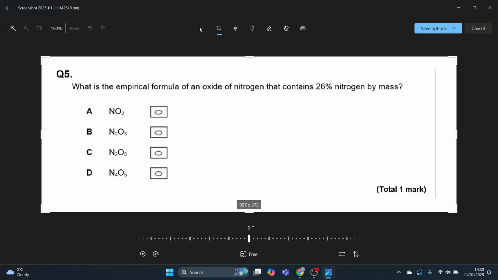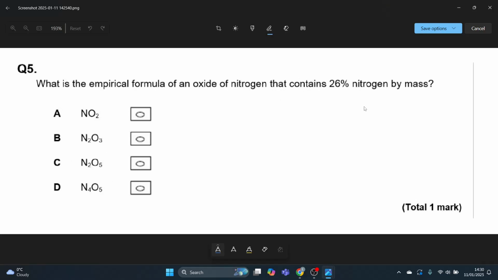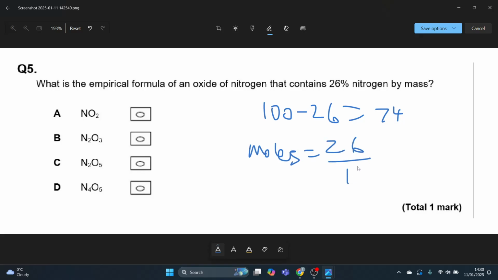Question 4. What is the empirical formula of an oxide of nitrogen that contains 26% nitrogen by mass? Therefore, to find out the percentage of oxygen by mass, it's just 100 minus 26. Find out the moles. 26 divided by 14 for nitrogen, 1.857, to oxygen, 74 divided by 16, 4.625.